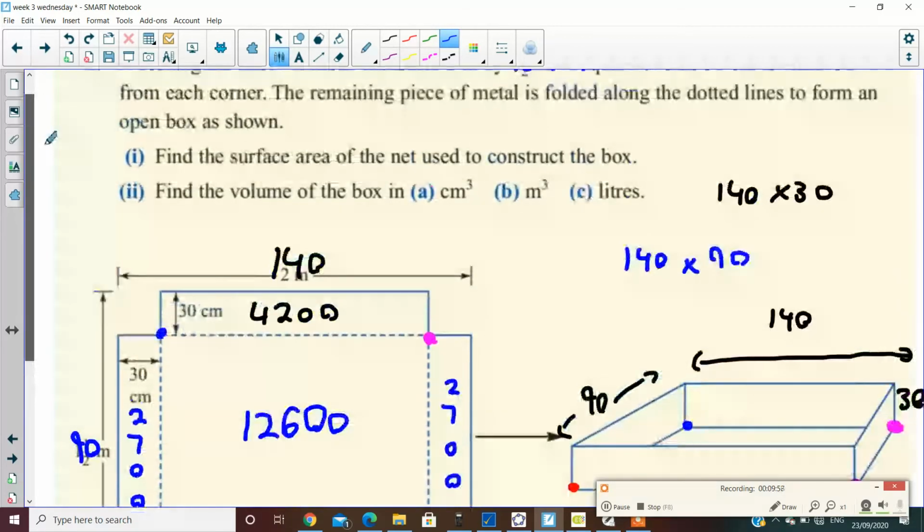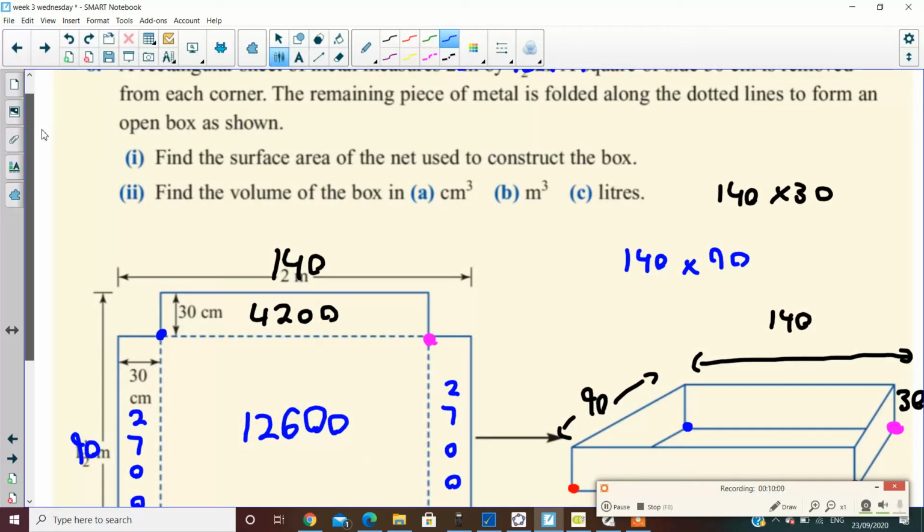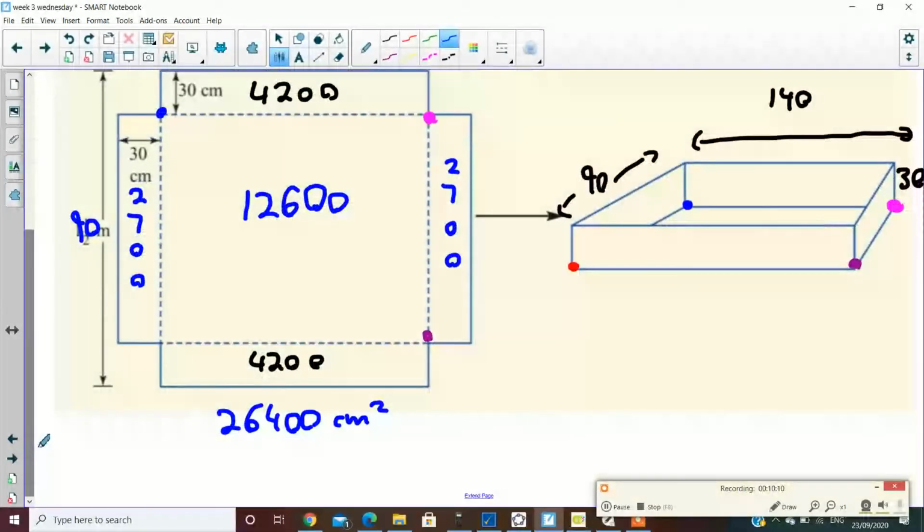The really difficult part in this question is part 2, when you have to convert it back, when you have to go from centimeters cubed to meters cubed to liters. That's the most difficult question you generally ask people at this level, because the conversions are tough, okay? So first of all, the volume is easy. What's the volume? 90 by 140 by 30, and what do you get?